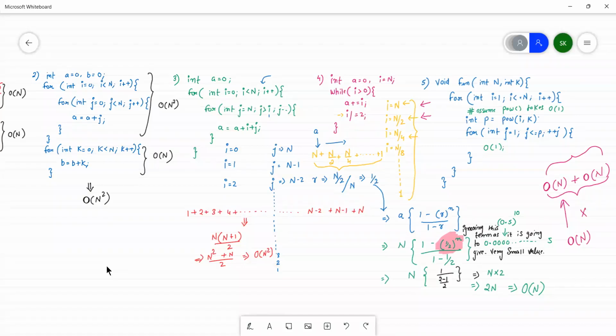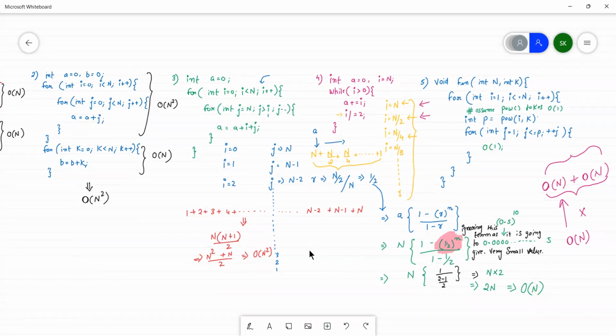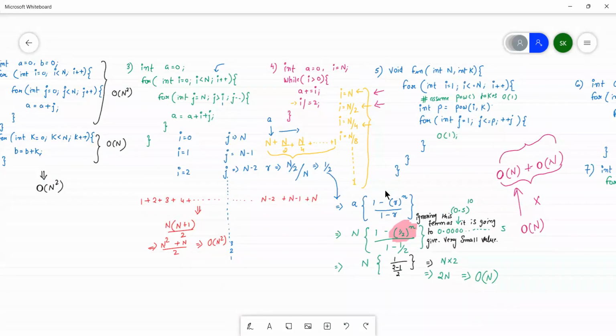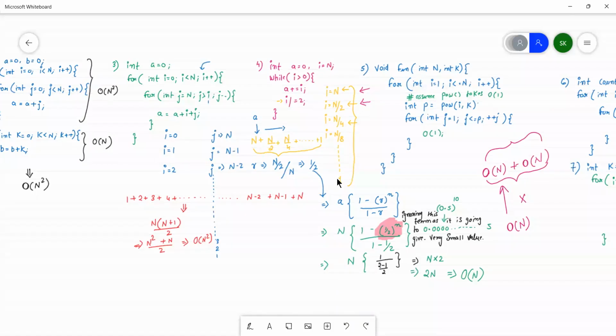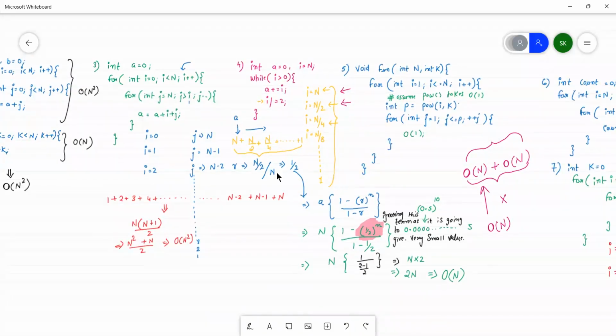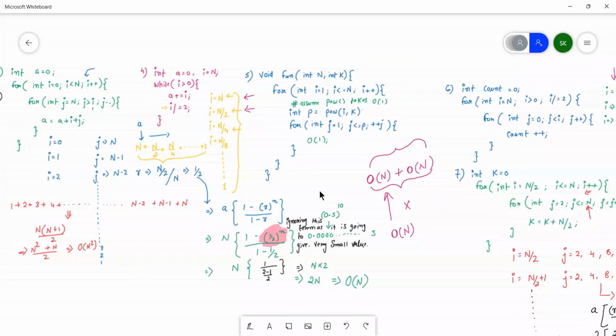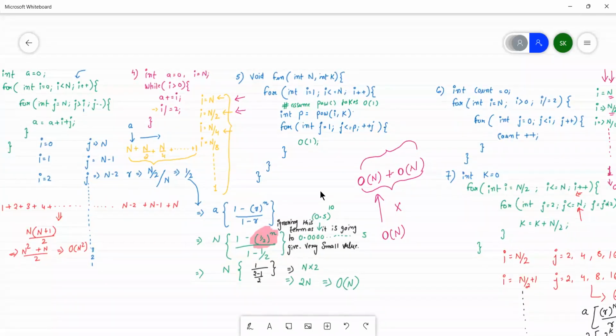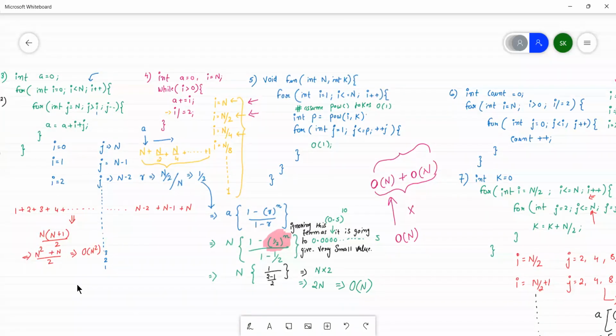Let me see it. The fourth is having it as n into n, plus, if anyone noted it down, can someone tell me what it was? I guess it is order of n only. Order of n, yeah. Just one second, because n plus n by 2 plus n by 4, and it goes on until n, so the sum would be n into n by 2, so it is n square.